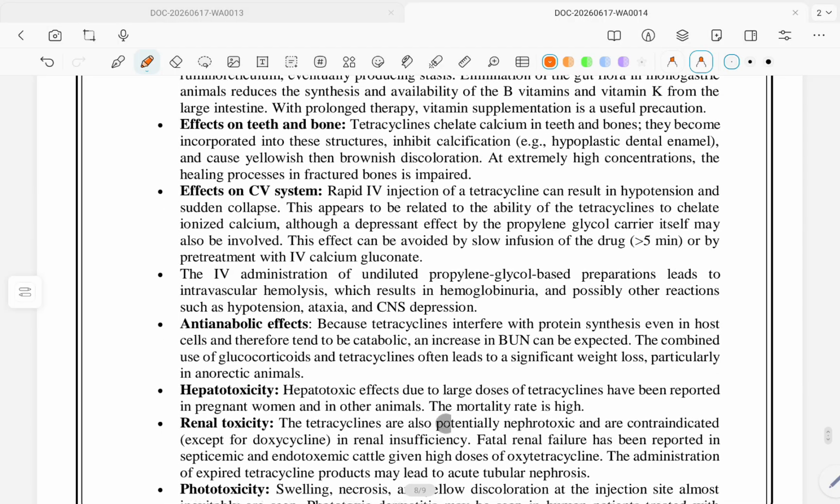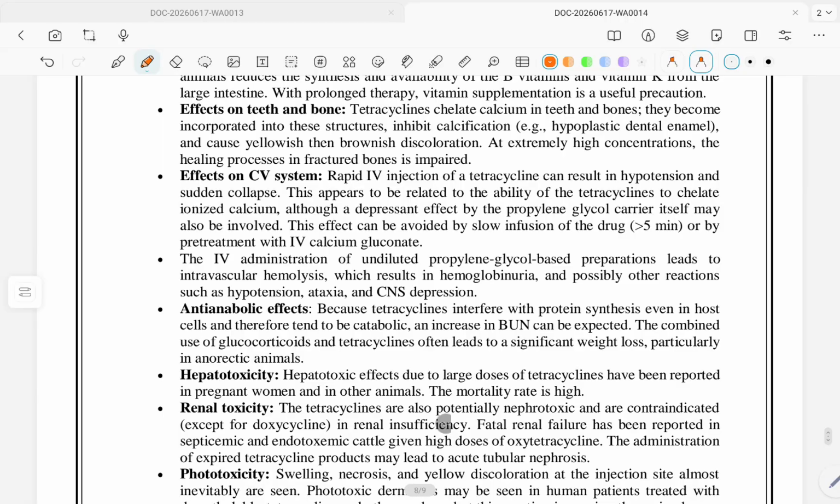Effect on teeth and bone. Tetracyclines chelate calcium in teeth and bone. They become incorporated into these structures, which inhibits calcification, for example causing hypoplastic dental enamel, and causes yellowish then brownish discoloration. At extremely high concentrations, the healing process in fractured bone is impaired.